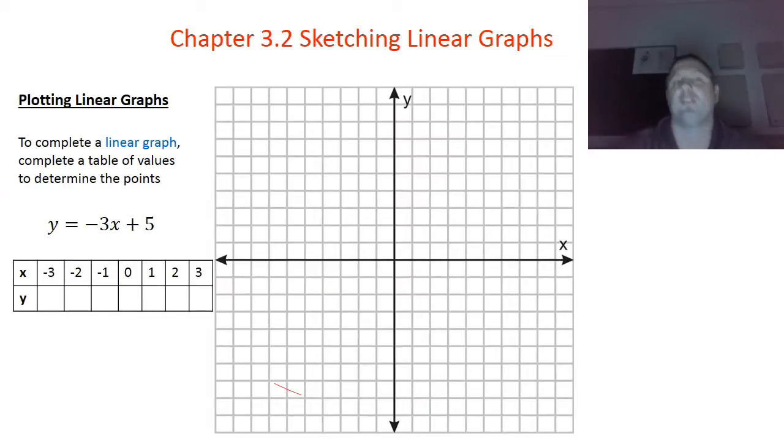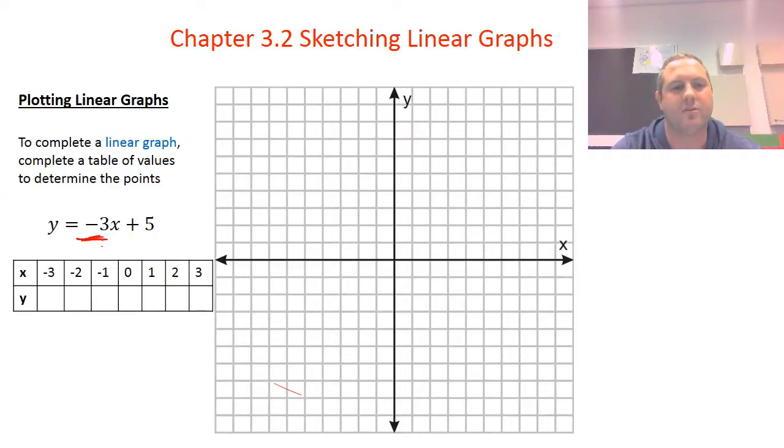But in this case, we're going to have a negative here, which means your line's going to go downwards. This is a negative gradient, okay? Before, if that was positive, it was going to go up like that, so a positive gradient. Again, our y-intercept, so if x equals 0, we're going to just have a 5, just there.